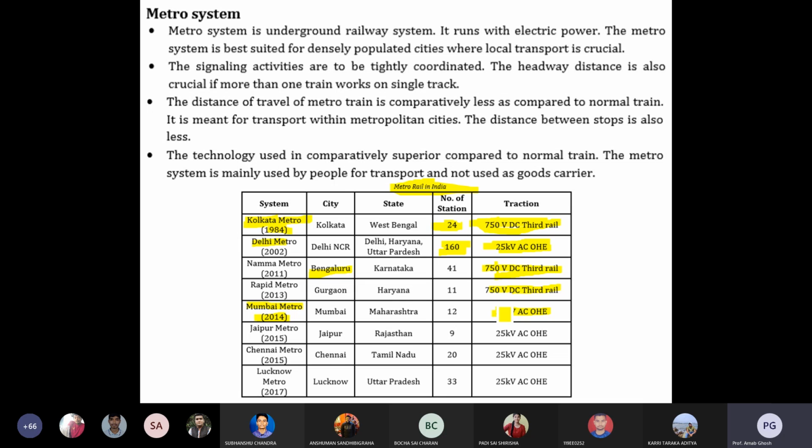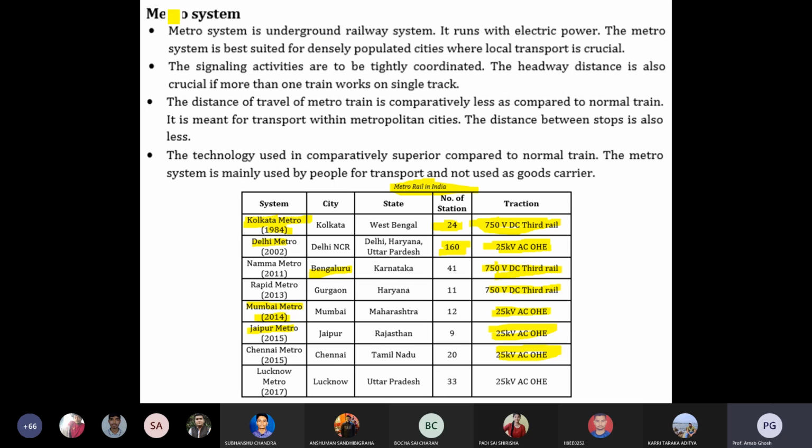Okay, so normally 25 kV means you can see that most of the portions will be just above your ground. Okay, not in the underground one. Okay, so you can see other metros are different. Now it is very much familiar.